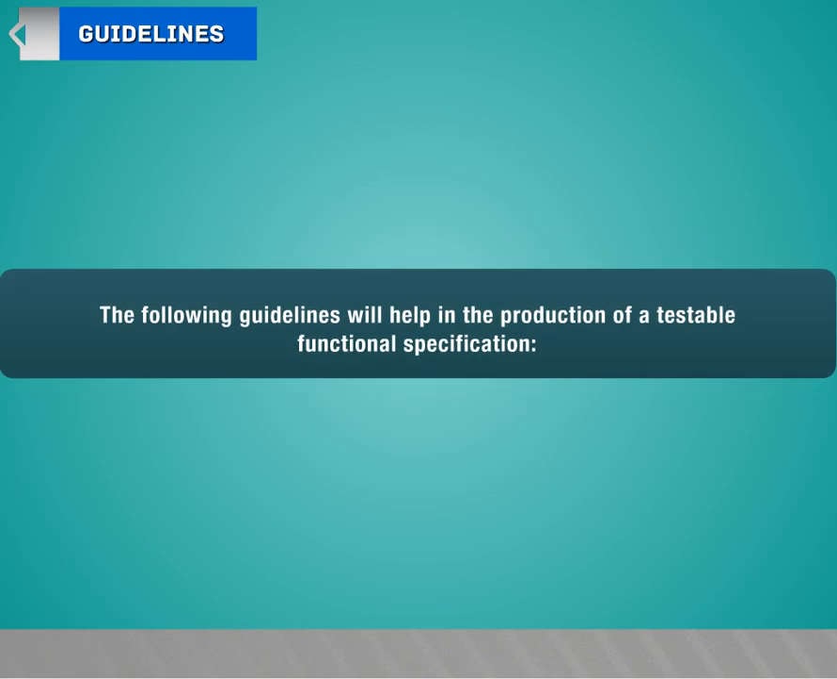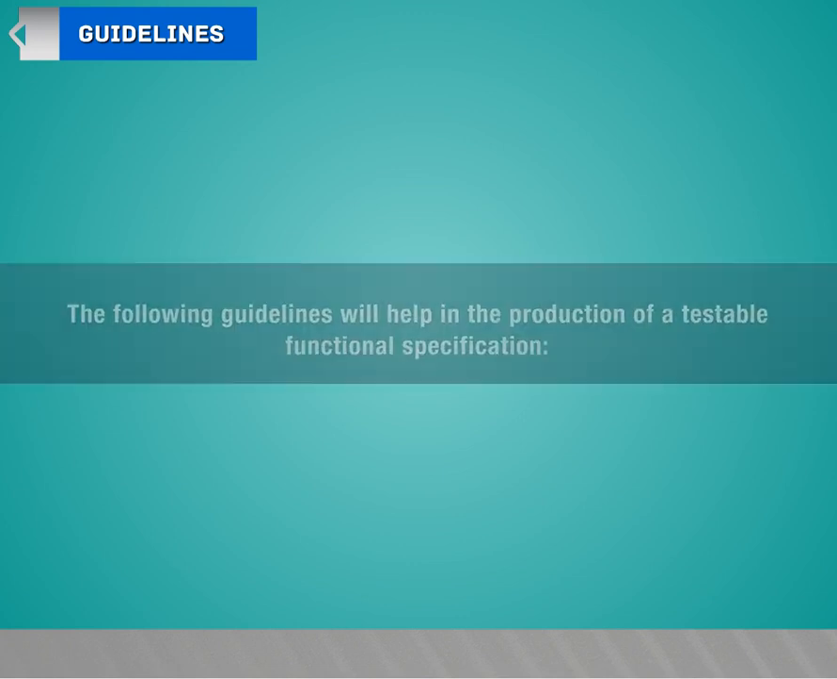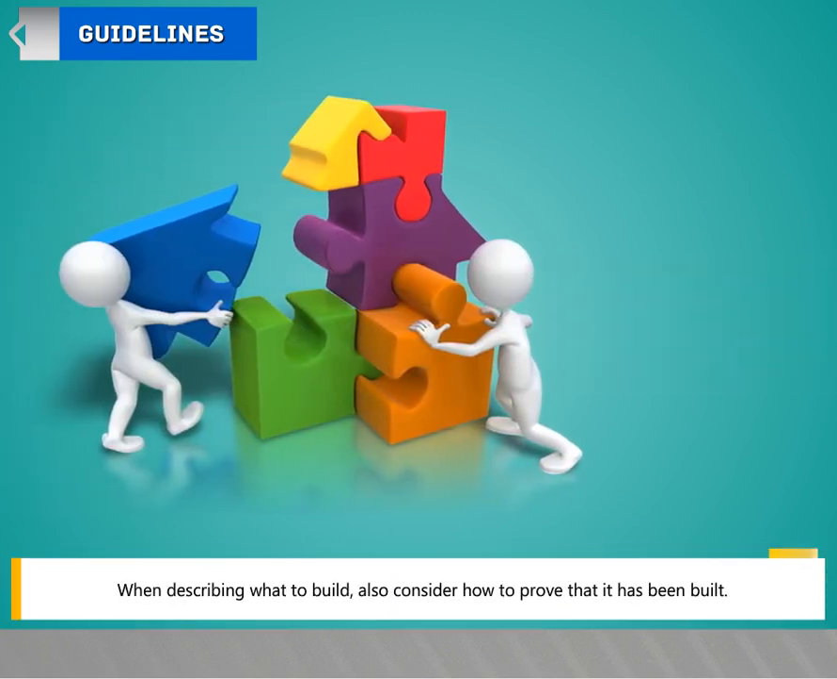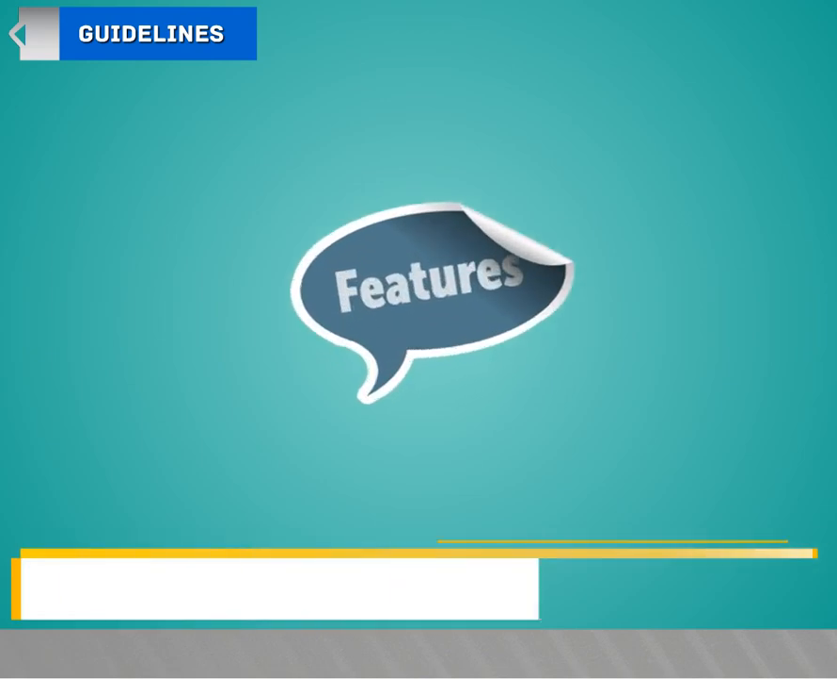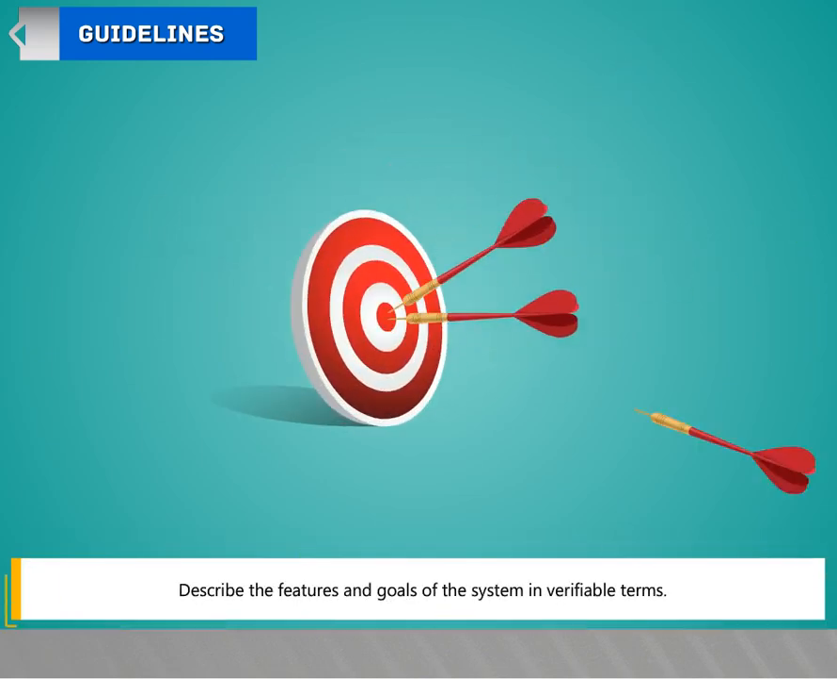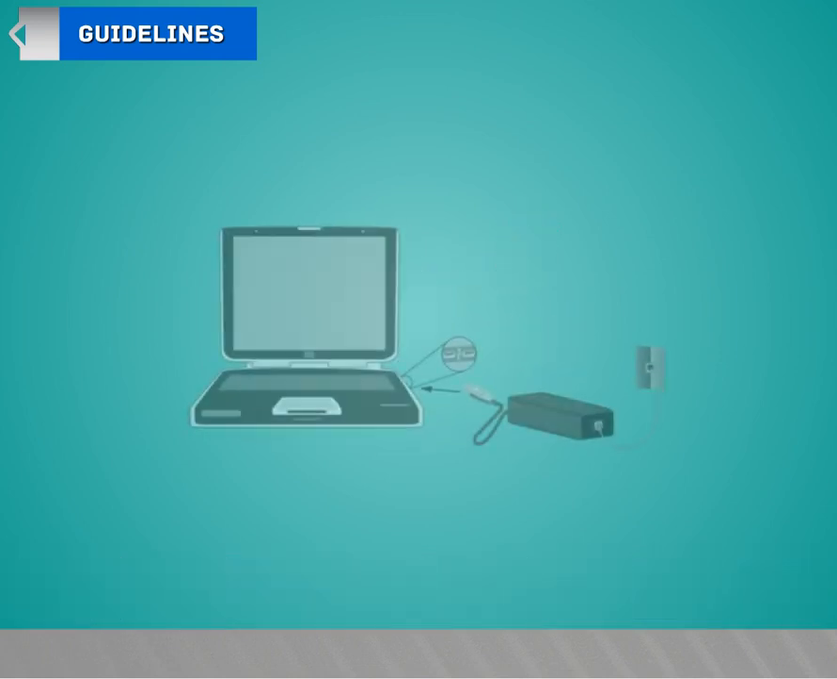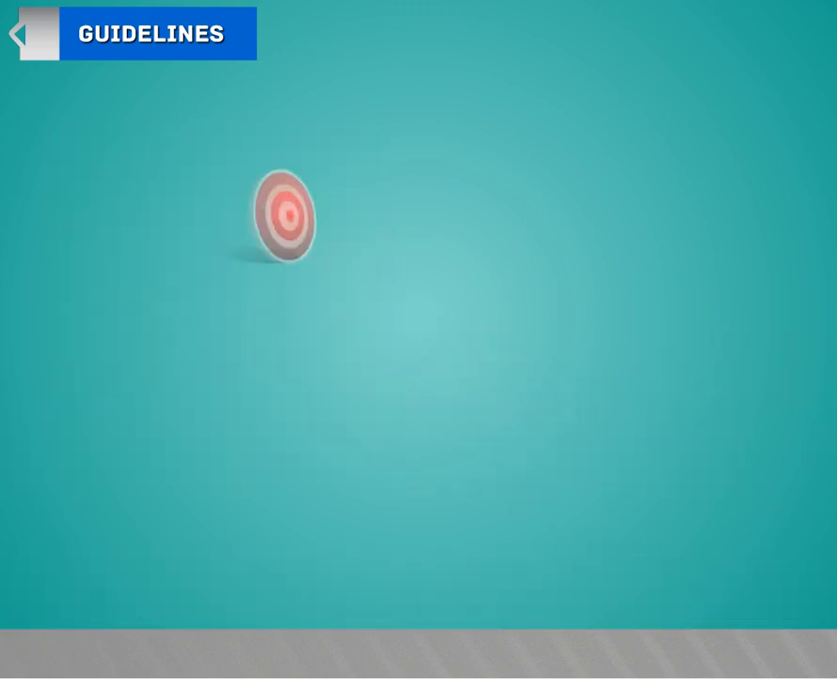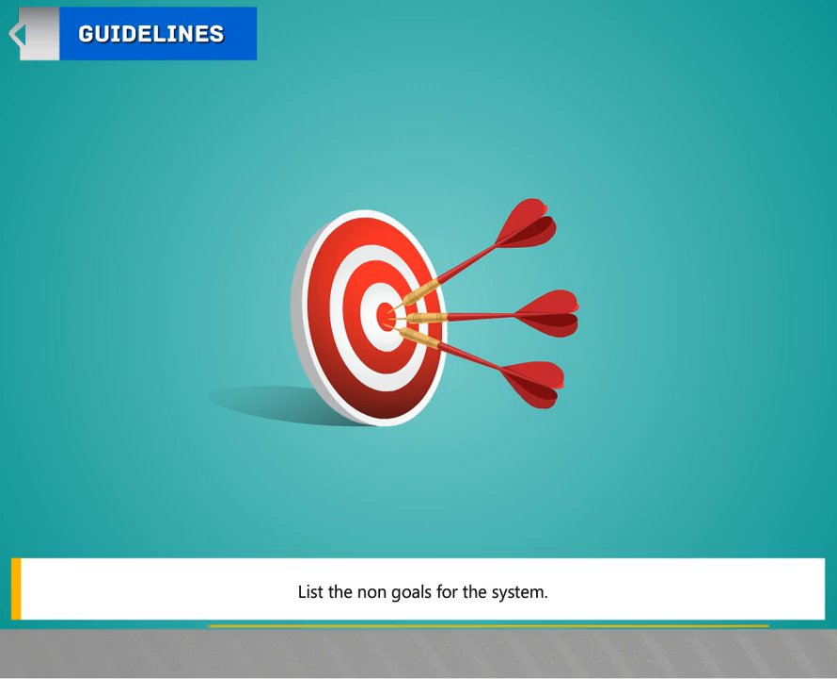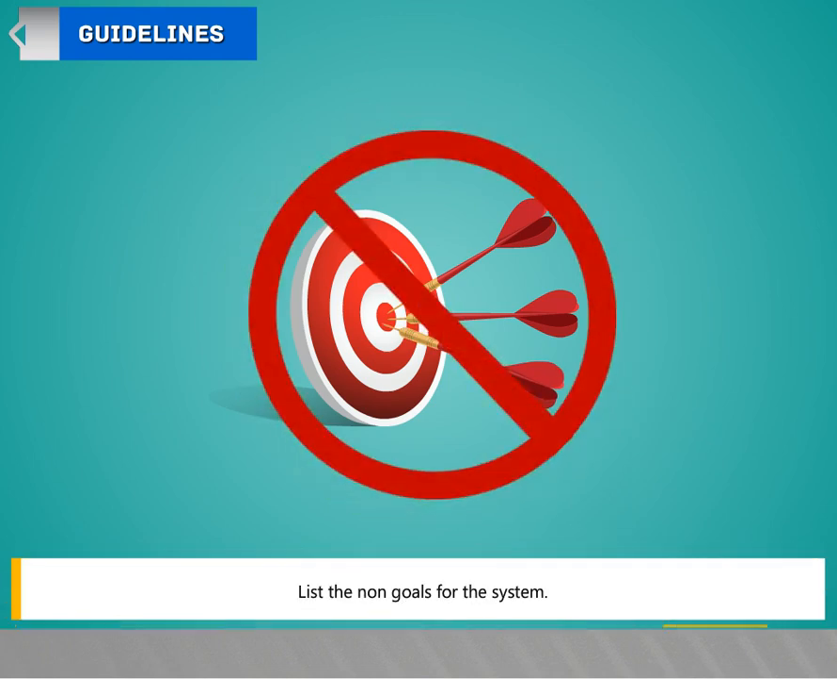Guidelines. The following guidelines will help in the production of a testable functional specification. When describing what to build, also consider how to prove that it has been built. Describe the features and goals of the system in verifiable terms. Identify any system external parameters. List the non-goals for the system.